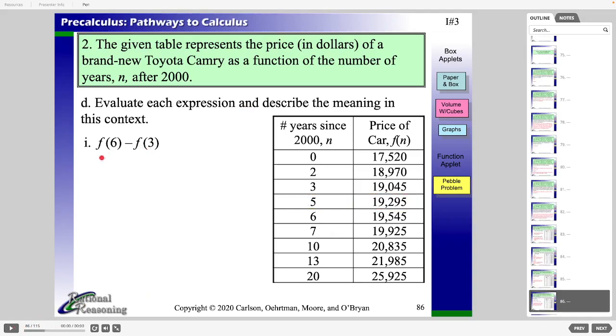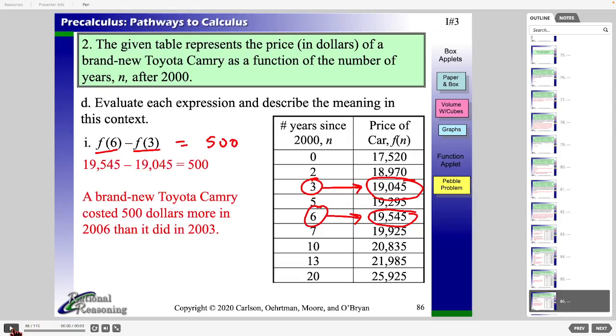Again, for each one of these we can then find the output. So we come to 6. It's going to be this. For 3, we look up here. There's our output. And then we take those two values and subtract them. So it looks like you can almost do that right here. In the year 2006, the price was $500 more. So this is going to be equal to 500. So you subtract those two values, and I'm sure we'll get that right there. And so it just tells us that in 2006, it cost $500 more to get the new Toyota Camry than it did in 2003.